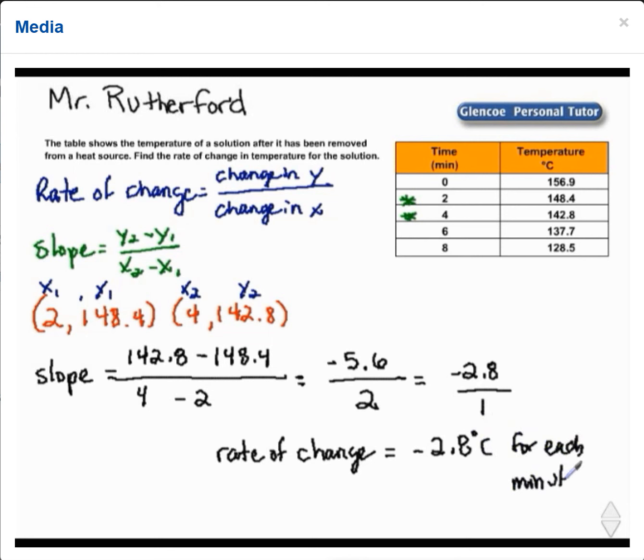And remember we said in the beginning, we notice a pattern here that our temperatures were decreasing as the minutes increased, and we said that our slope or rate of change should be negative. Notice we did get a negative 2.8 degrees Celsius. So now you've learned in a real-world example to find the rate of change.